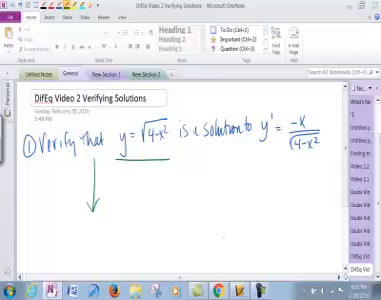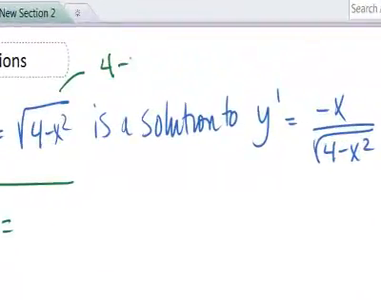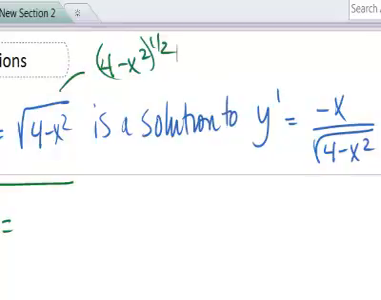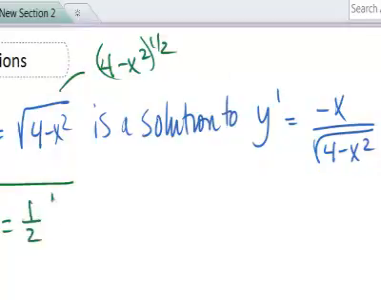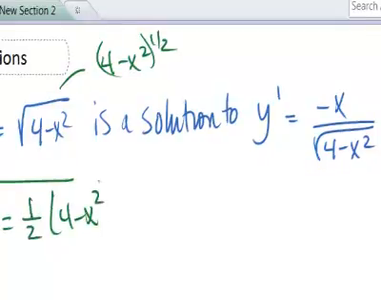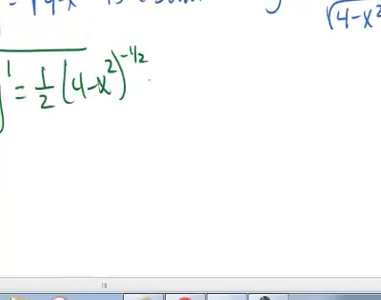Okay, so the first problem on the board is to verify that the square root of 4 minus x squared is a solution to the given differential equation. So here's what we do. We start out by taking the derivative of the solution. We think of the square root of 4 minus x squared as 4 minus x squared to the 1/2 power. So using the power rule for derivatives, we get 1/2 times 4 minus x squared to the negative 1/2, and then we're going to multiply that by negative 2x.